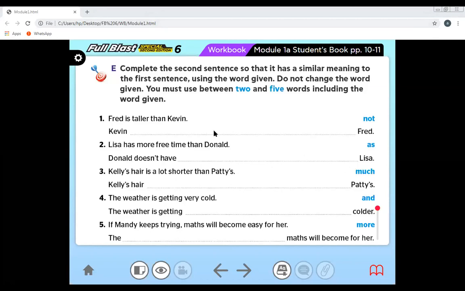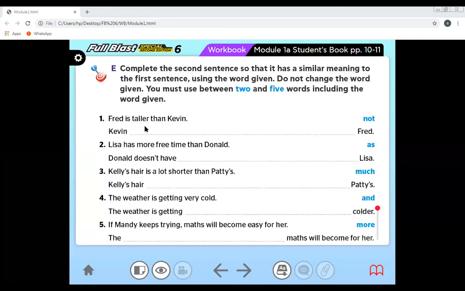Oh, yes, I can hear you. Kevin is shorter than Fred. You will change the sentence into negative. He wants you to use not. So you will get the opposite of taller. Put not and get the opposite of taller. So it will be isn't. Kevin is not shorter than Fred.